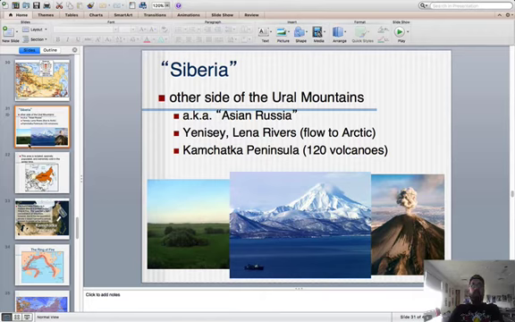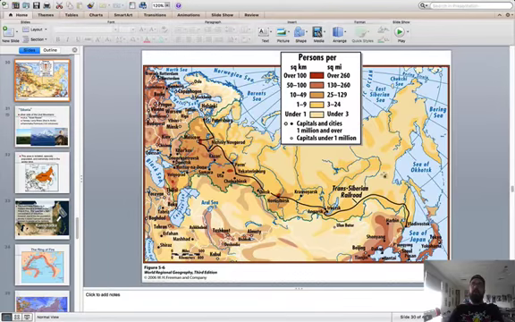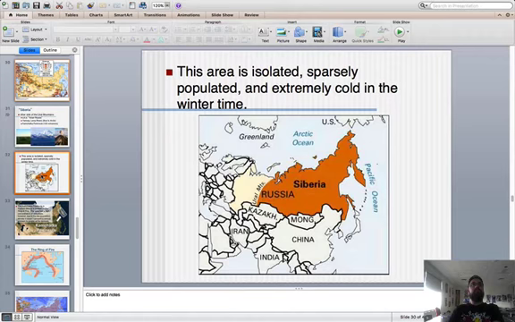And then you get all the way over to the Kamchatka Peninsula. This area is just lit up with volcanoes. It's this peninsula right here. And again, it's just pretty much barren. Hardly anybody lives there for the most part.